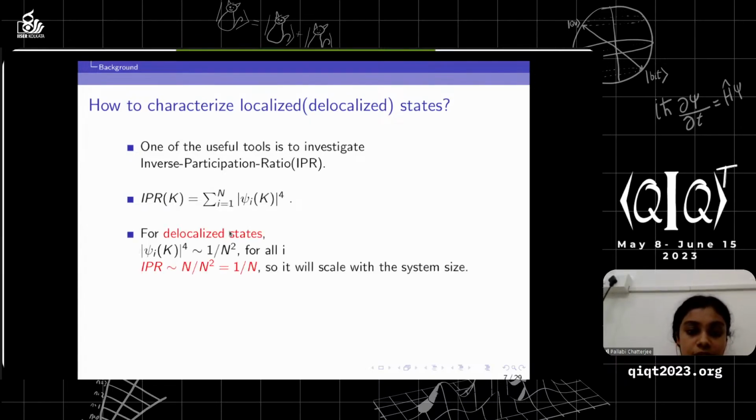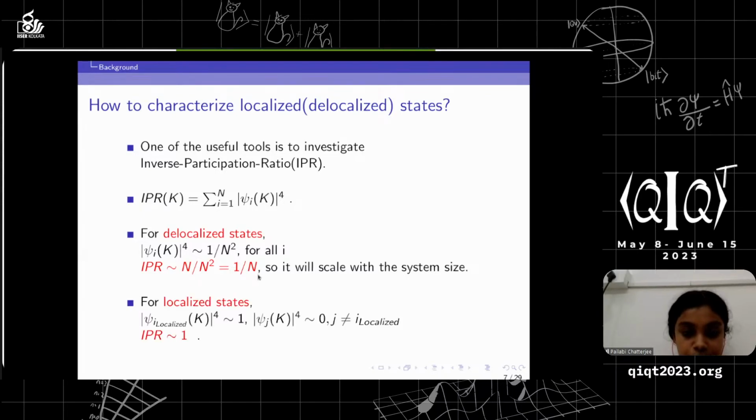Now for delocalized states, as the wave function is distributed over all of the sites almost equally, if we calculate |psi|^2, then the probability will be 1/N. And if we take the fourth power, it will be 1/N^2. Now, if we sum over all the sites 1 to N, then N/N^2 will be 1/N. So here is a system size dependency for delocalized states. The IPR value scales with system size.